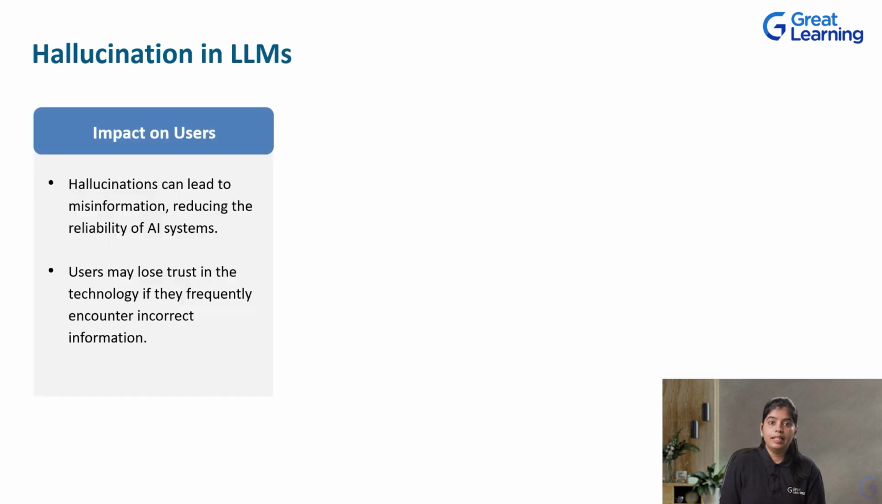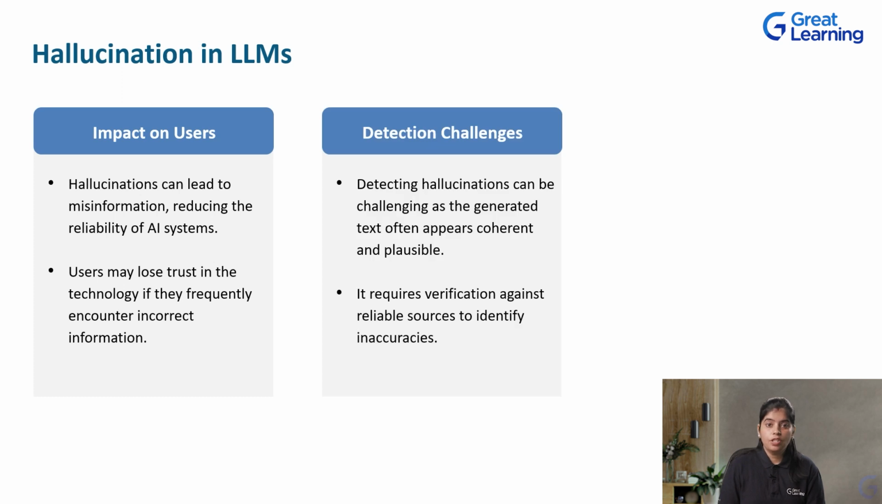Now we're going to understand the impact of this hallucination on users. Hallucination can lead to misinformation. Basically, it misleads you from the correct or accurate information and reduces the reliability of the AI system. Because if you are getting incorrect information, obviously the reliability of an AI system will drop. Users may lose trust in the technology if they frequently encounter inaccurate information. The trust that we generally have in AI to give proper and accurate responses will drop.